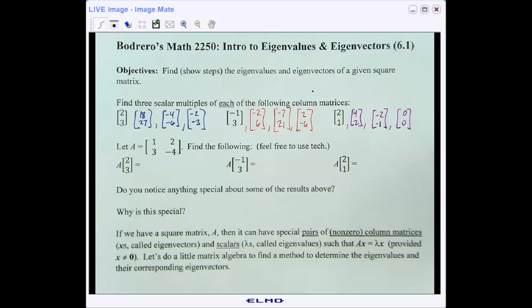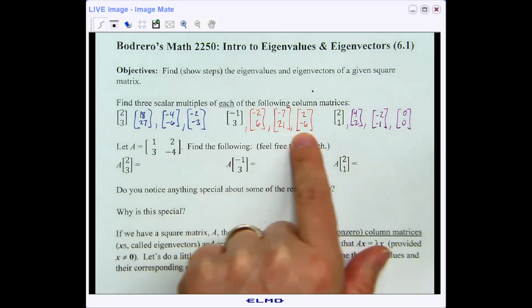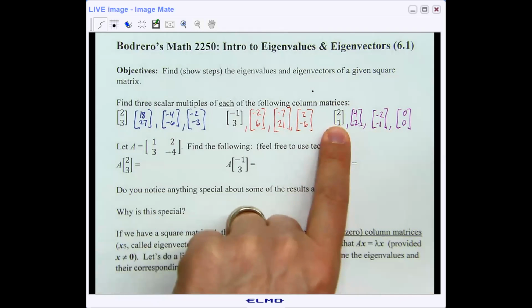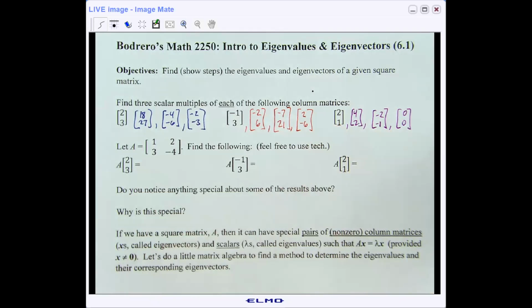Okay, we're back. So you found some scalar multiples. I found several as well, including 0, 0. That is a scalar multiple of this one. I didn't say they had to be non-zero scalar multiples. I just said scalar multiples.